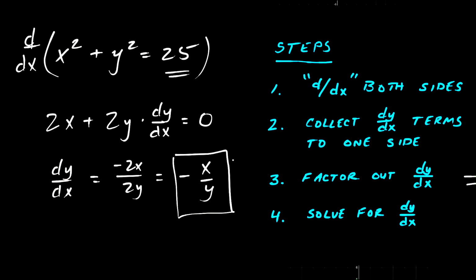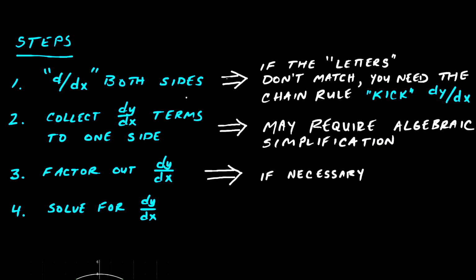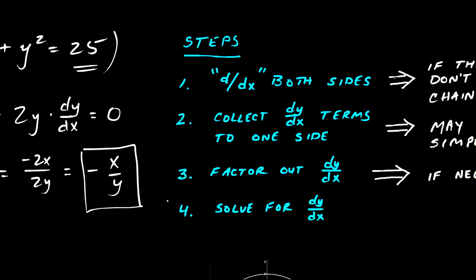And some other problems will be a little more involved, so let's take a look at what those extra steps might be. So after you d/dx both sides, you're just looking for where the letters don't match, right? So different variables. And if you see that, you're going to be applying the chain rule. We get that little kick at the end of multiplying by dy/dx. Then we're going to collect the dy/dx terms to one side if they're not already there. And it may require some algebraic simplification, distributive property, combining like terms, and so on. Then we simply factor out the dy/dx if it's necessary and solve for dy/dx, usually by dividing.